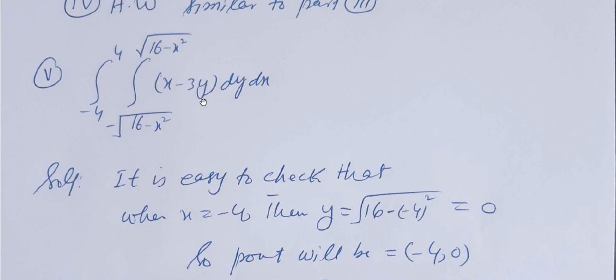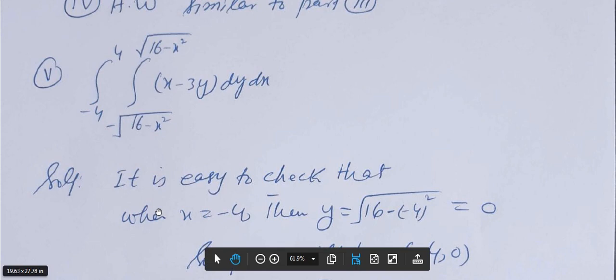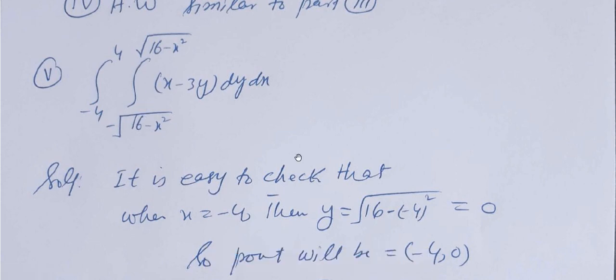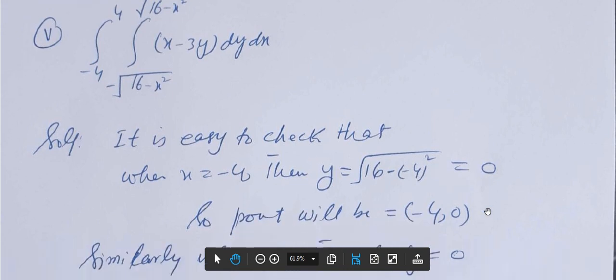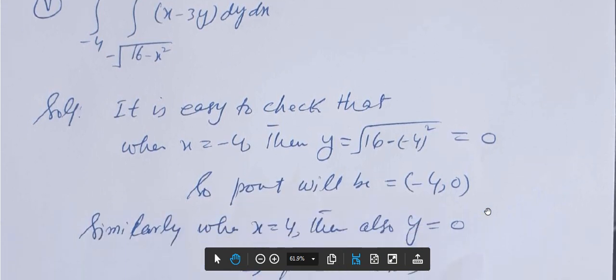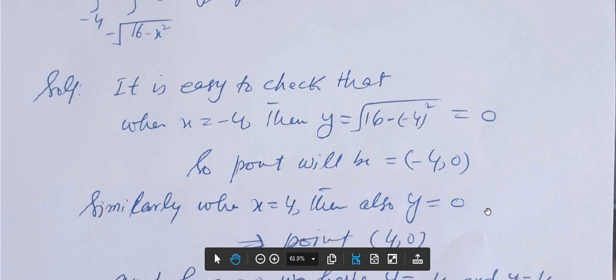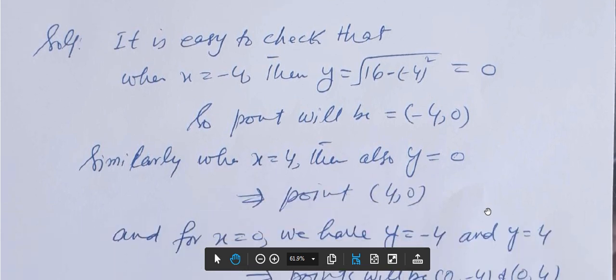So it means here you will replace x with r cosine theta, y with r sine theta, and the limits you know how to replace. For that, first we need points. So when x is -4, what will be the value of y? We can substitute here, the value of y will be 0. Similarly, when x is 4, again the value of y will be 0. So we have (4, 0) and we have (-4, 0).